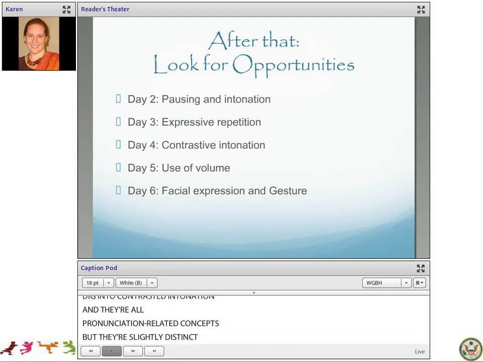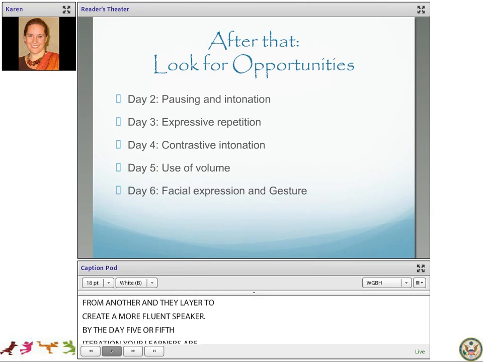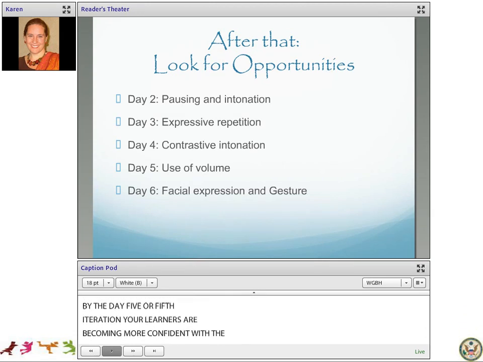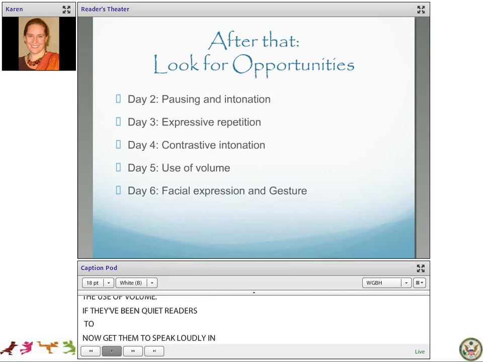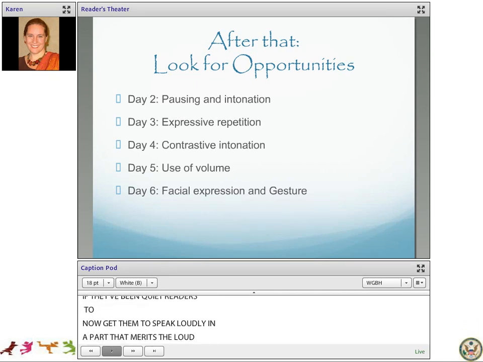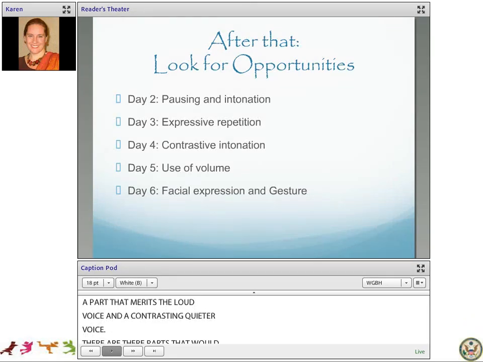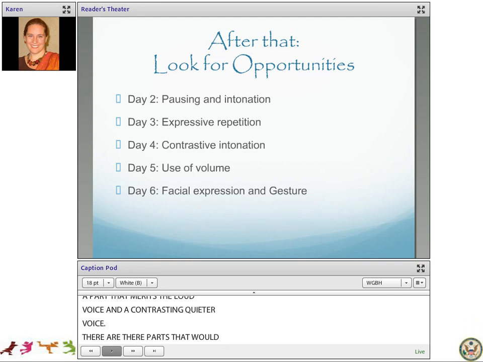By day 5 or the 5th iteration, your learners are becoming more and more confident with the text, and this would be a good time to address the use of volume, meaning if they've been quiet readers up till now, this is a time for them to explore the range of their volume so that they can speak very loudly in certain parts that merit a loud voice. And then also use the contrasting quiet voice. You know, are there some lines that really would be more powerful if they were whispered or delivered in a low voice? So you can really look at that use of volume as an aspect of speech.